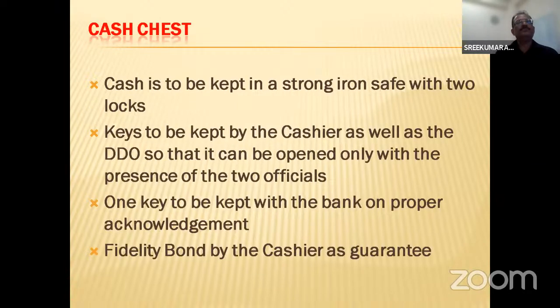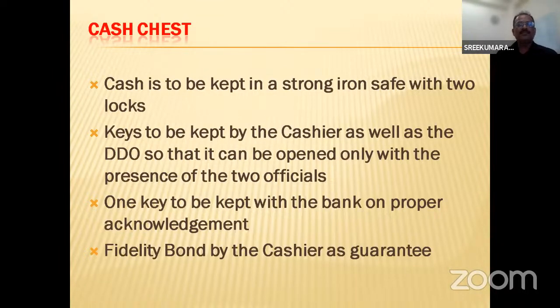Cash chest. Cash is to be kept in a strong iron safe with 2 locks. There has to be 2 locks for that actually. It has to be a safe iron. In older times, we have seen this safe fixed into walls so that people will not be able to take it out. Now also in the audit manual, it says that it is preferably to be fixed on a wall.